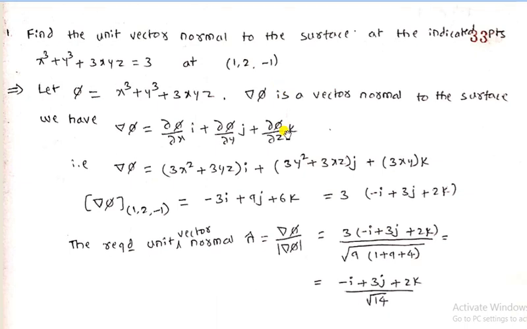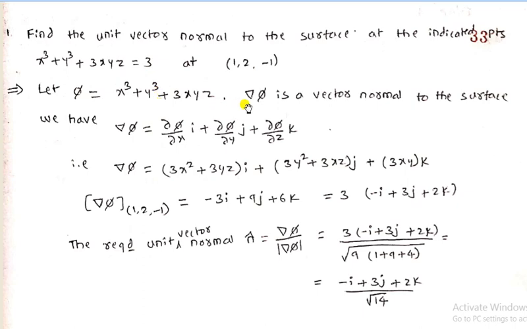So first example is find the unit vector normal to the surface at the indicated points x cube plus y cube plus 3xyz is equal to 3 at the point 1, 2, minus 1. So first we will express the given equation as phi is equal to x cube plus y cube plus 3xyz. Here 3 is a constant, either you take it or eliminate it, there is no difference. So here we will not consider this 3.